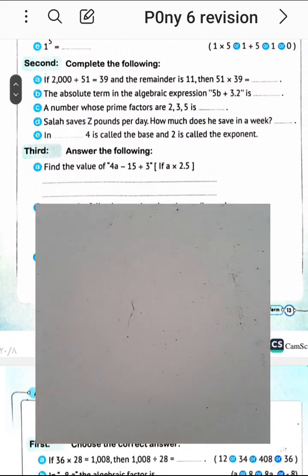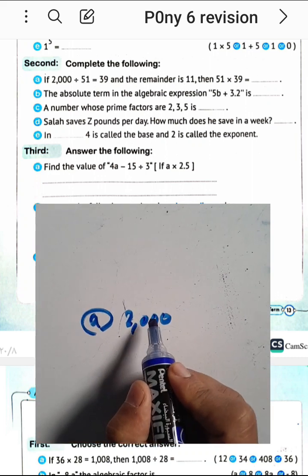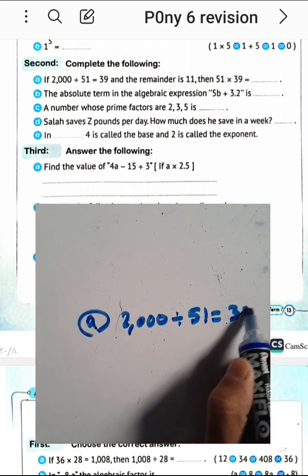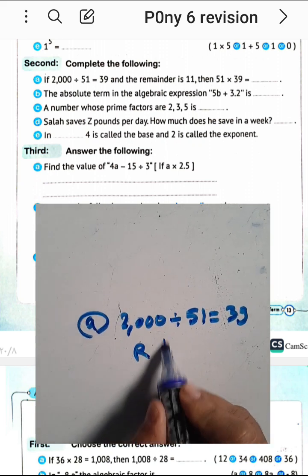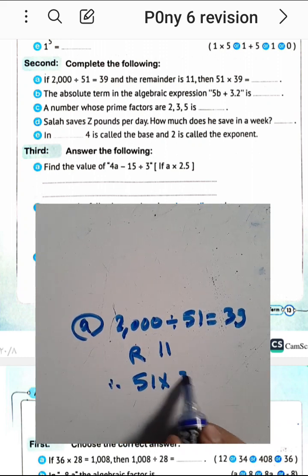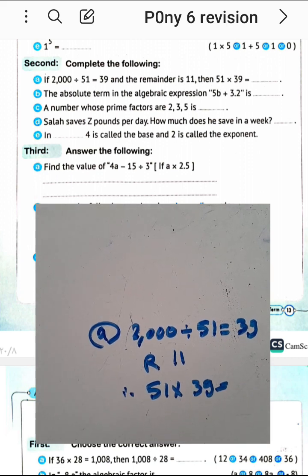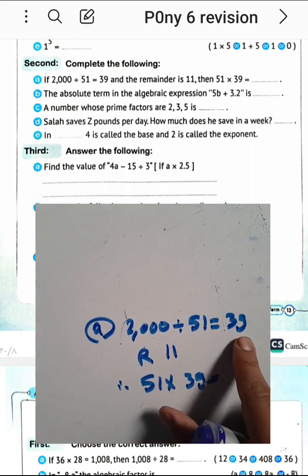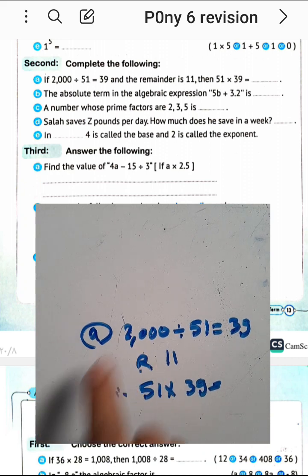Second question, letter E. If 2000 divided by 51 equals 39 and the remainder was 11, then 51 times 39 equals what? We must find the product of the divisor and the quotient. We have the remainder. You must find the difference between the remainder and this number.